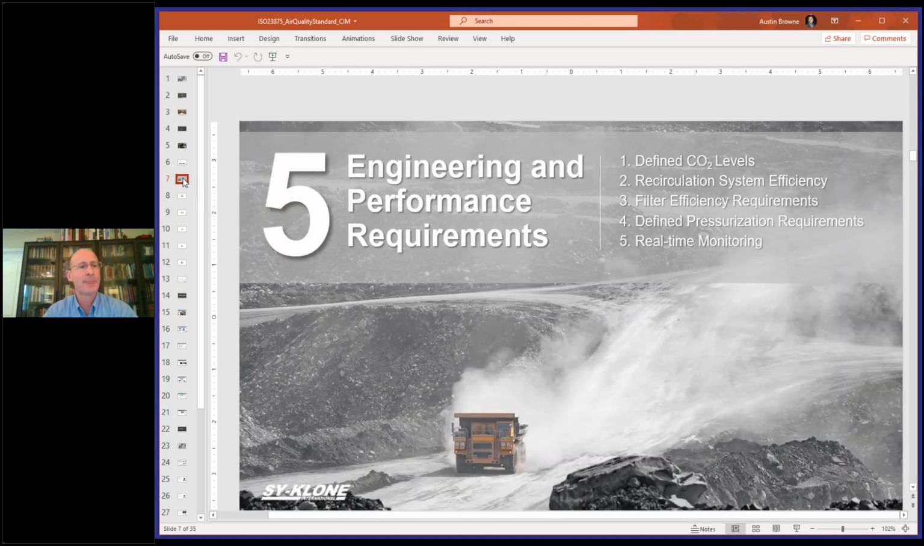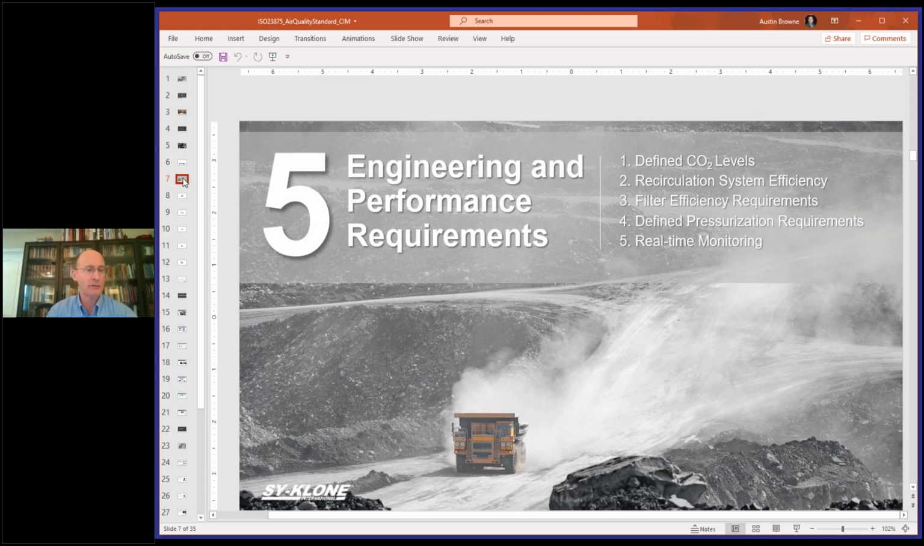Next slide. So what I'd like to do is spend just a few minutes here and talk about the engineering control requirements that we have. And at a high level, there's 5 things that are in the standard. Some of these are things that you may have heard of before, which make a lot of sense, and some things are probably going to be new.